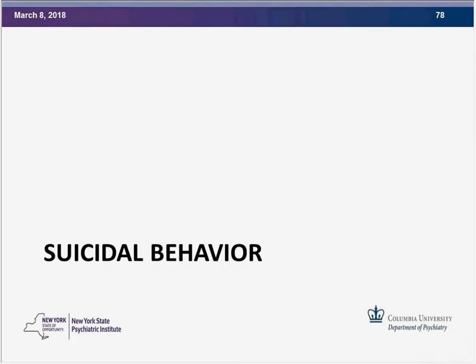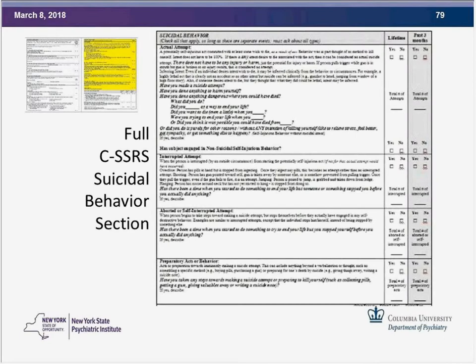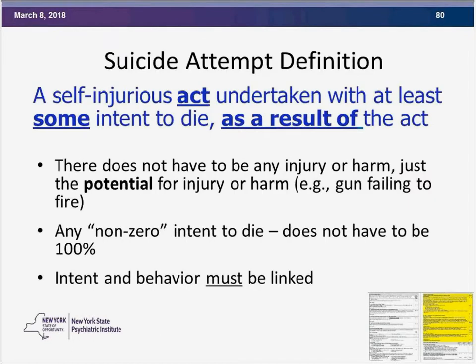So let's talk about behaviors now. The full CSSRS, as you know, has questions on 4 specific behaviors. And those behaviors begin with an actual suicide attempt. And the definition that we use at Columbia and that the CDC uses and the Department of Defense uses is that a suicide attempt is a self-injurious act undertaken with at least some intent to die as a result of the act. Now, the first part says it's a self-injurious act.